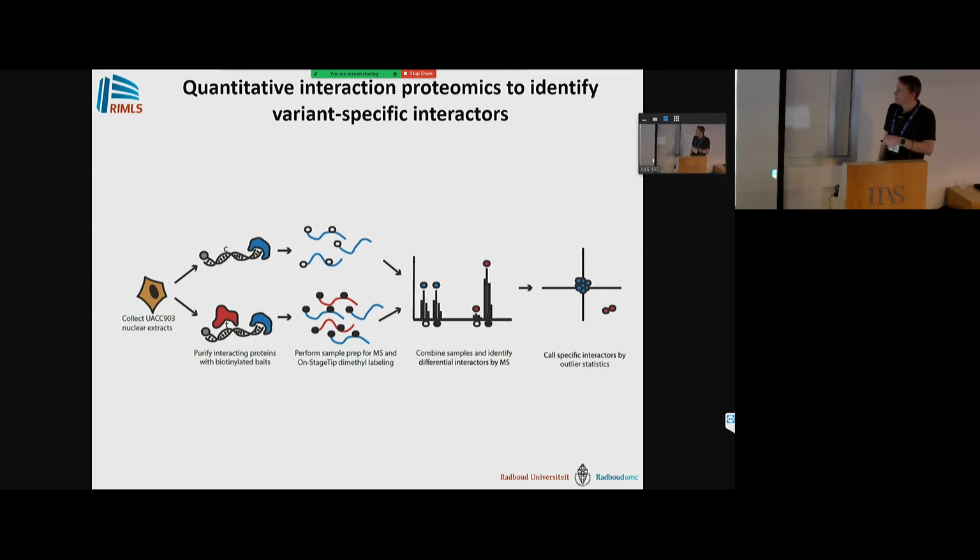We also perform a label swap, and then you can visualize in a two-dimensional graph all the ratios of the proteins in this experiment. When we perform a label swap, mutant-specific interactions are visualized in a quadrant like this. So we can very easily distinguish background proteins from the mutation-specific transcription factors.